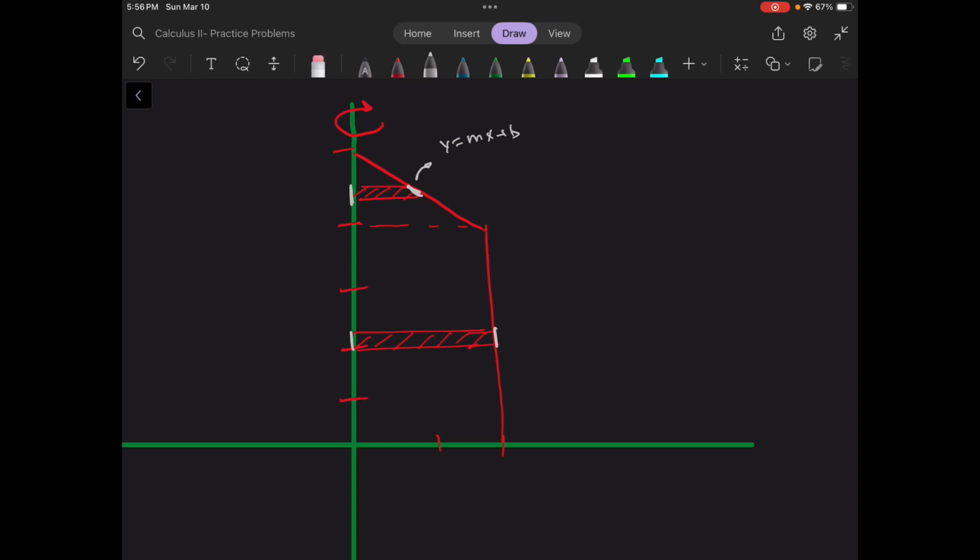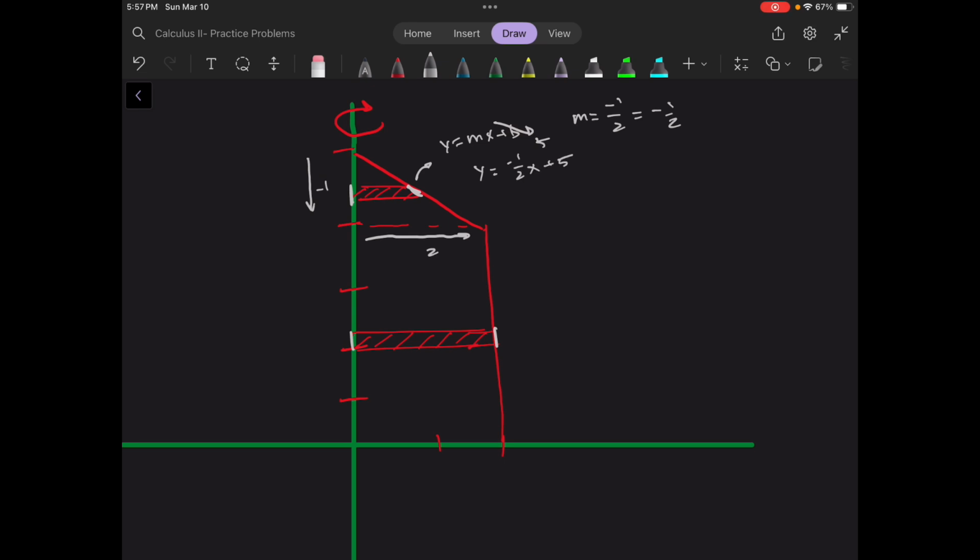We know that b is 5. Let's find m. M is the rise over the run. We can see that it rises -1 while it runs +2. So m is rise over run, so it's just -1/2, right? So y equals -1/2 x plus 5.